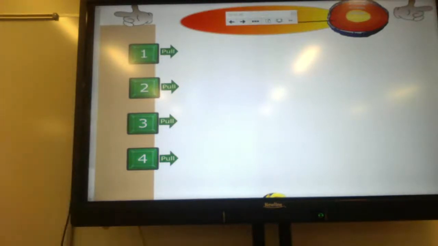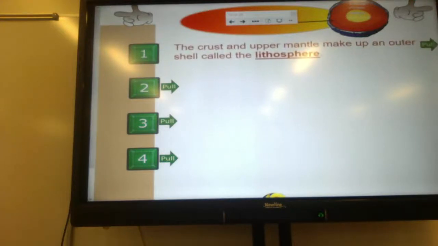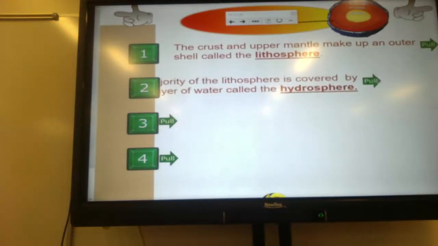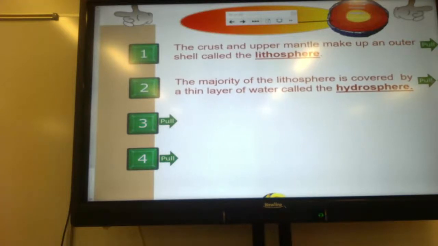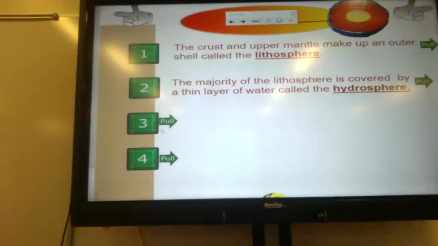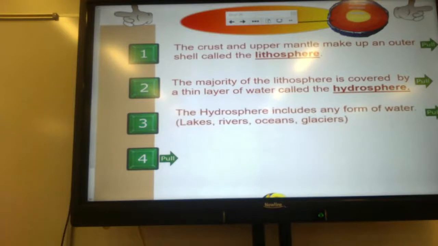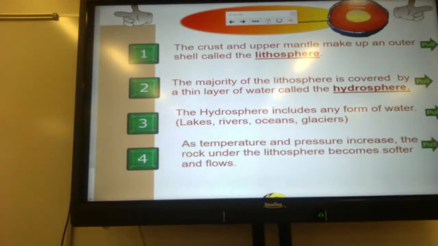Copy these down, please. So again, as it was pointed out in the video, crust and upper mantle make up the outer shell called the lithosphere. You definitely are going to need to know that term, and hydrosphere. They will both be on next week's test. And everything that's included in the hydrosphere, like I just went over.